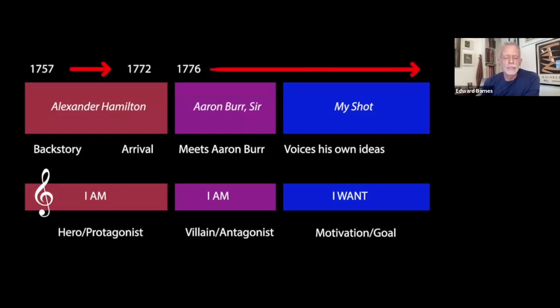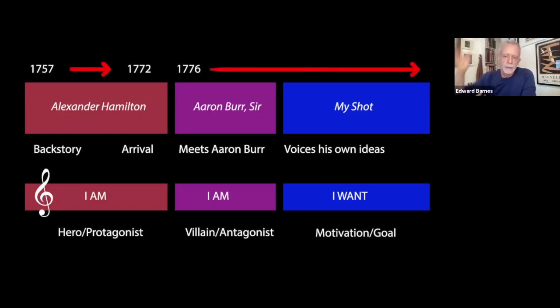The first scene, Aaron Burr, Sir, works as an I am song for Aaron Burr and establishes him as the antagonist and a villain. And then My Shot is the first I want song. So it's his motivations and his goals that he's going to go into this whole saga with. That's basic. Again, these terms I am and I want, people don't actually write songs for that reason, and you will find in every single song there is something, if it's an I am, that he says I want, and vice versa. So there is some gray area.